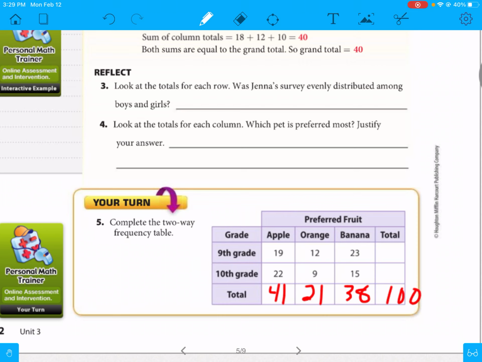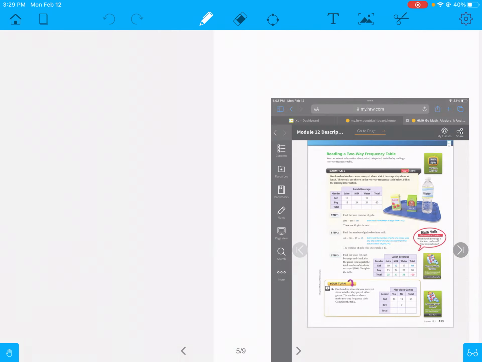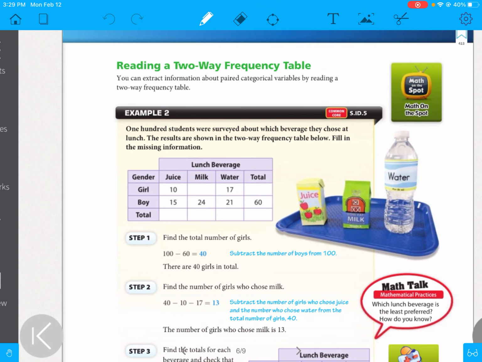Now if we add these going up and down, we have 19 plus 12 plus 23, which is going to be 54. And then for the 10th grade, we're just going to go 22 plus 9 plus 15 is 46. That's all you have to do for this. So sometimes you have to read the table. This is kind of like filling out a puzzle, like a Sudoku type puzzle or something. Wordle sort of as well.